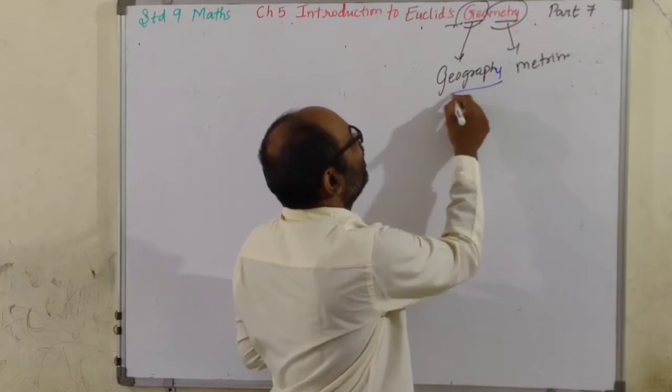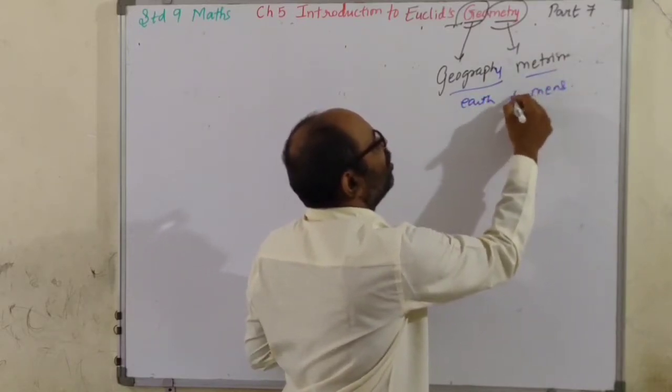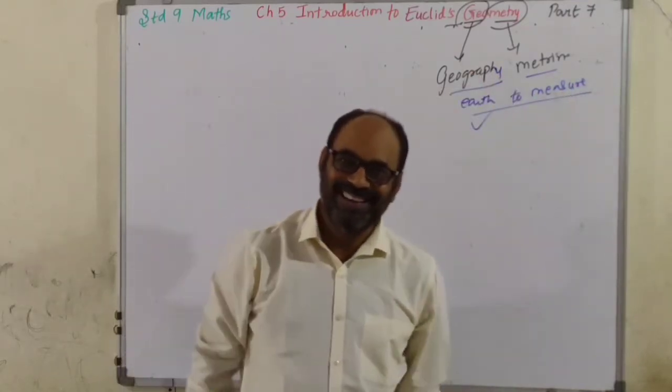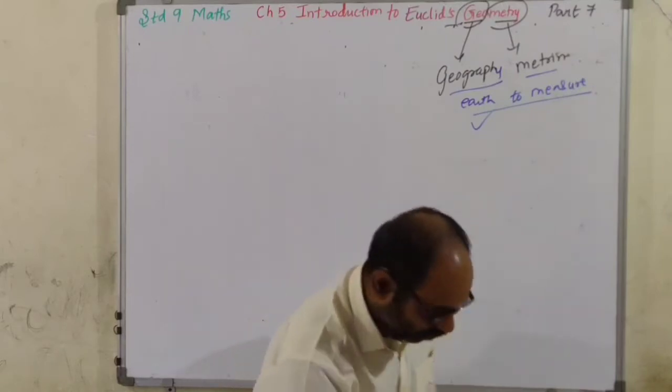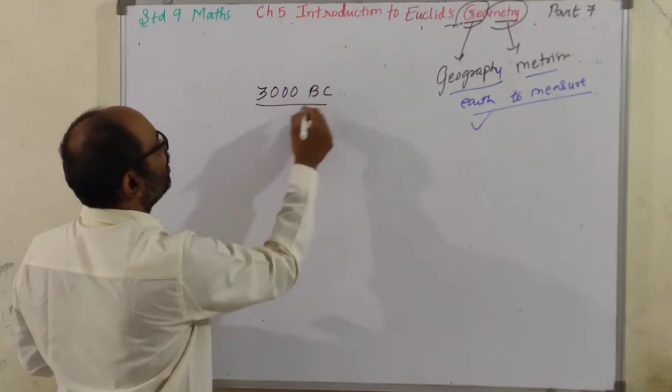Geography is earth, and metry means to measure. So measuring earth is geometry. Children, 3000 BC.